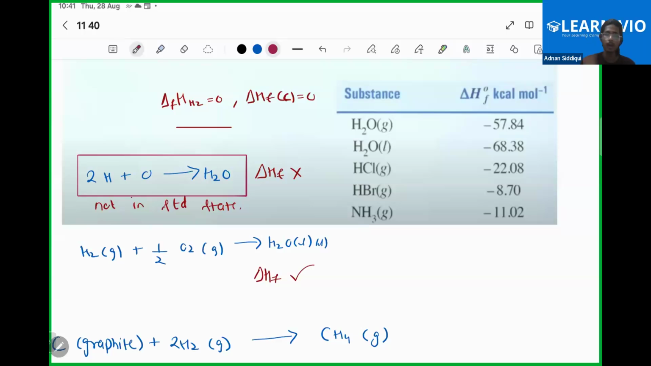If you are supposed to make HCl gas, you will get this, HBr this, and so on. This is some general idea, some rough values. You don't have to learn this. In your exam, they will give you the value.